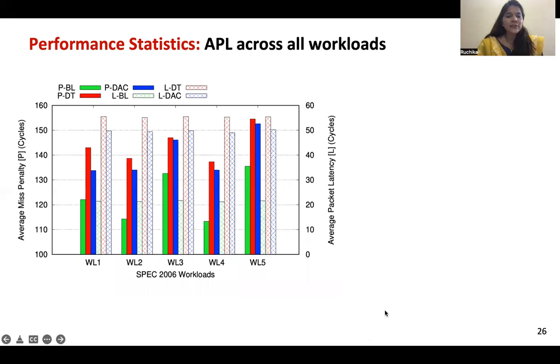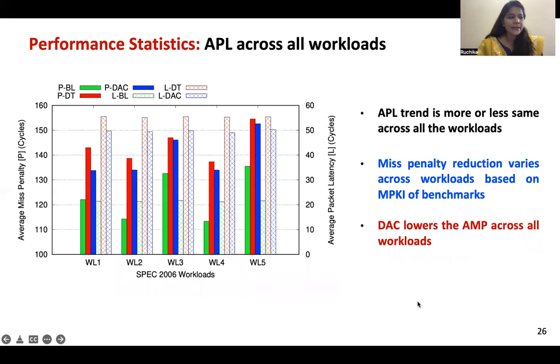Another statistic is the average packet latency across all the workloads, and we can see the trend is more or less similar across all the workloads. We can see the miss penalty reduction varies across workloads based on the MPKI of benchmarks, and DAC reduces the AMP as well for all the workloads.